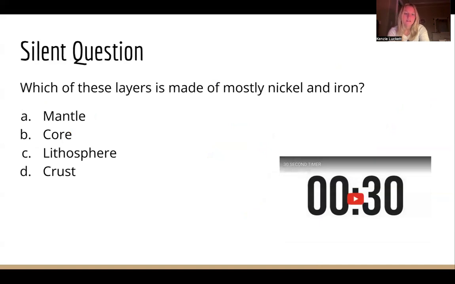All right. So just silently answer this question. Pause the video once you have it, but which of these layers is mostly made of nickel and iron? A, mantle, B, core, C, lithosphere, D, crust. So take a second, pause the video, think of your answer, and then come back when you have one. Okay. Hopefully you said the core. We just talked about that. So both the inner and outer core are made of nickel and iron.